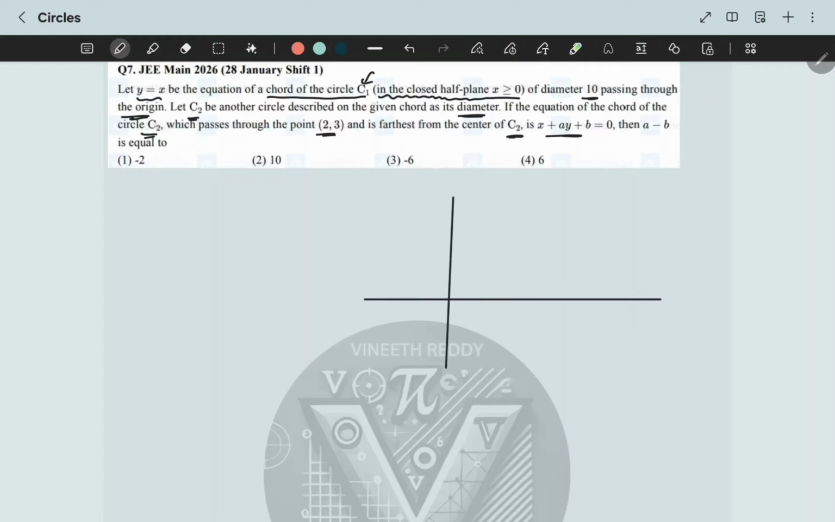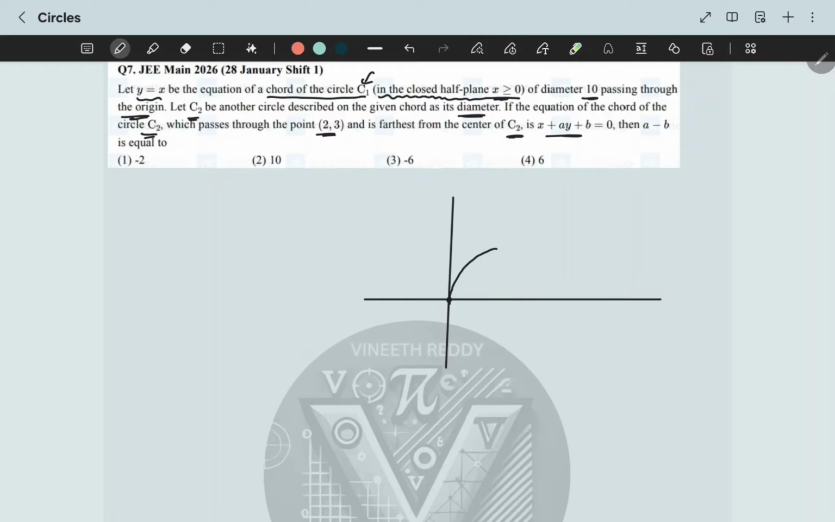See, think about it. Circle 1 is completely in the either it will be in the first quadrant. It should be in the first as well as fourth quadrant, right? It cannot be in the second and the third quadrant because x should be either 0 or positive. It cannot be negative, right? And the diameter is 10, that means radius is 5. So think about it. Circle should also pass through origin. How should the circle be?